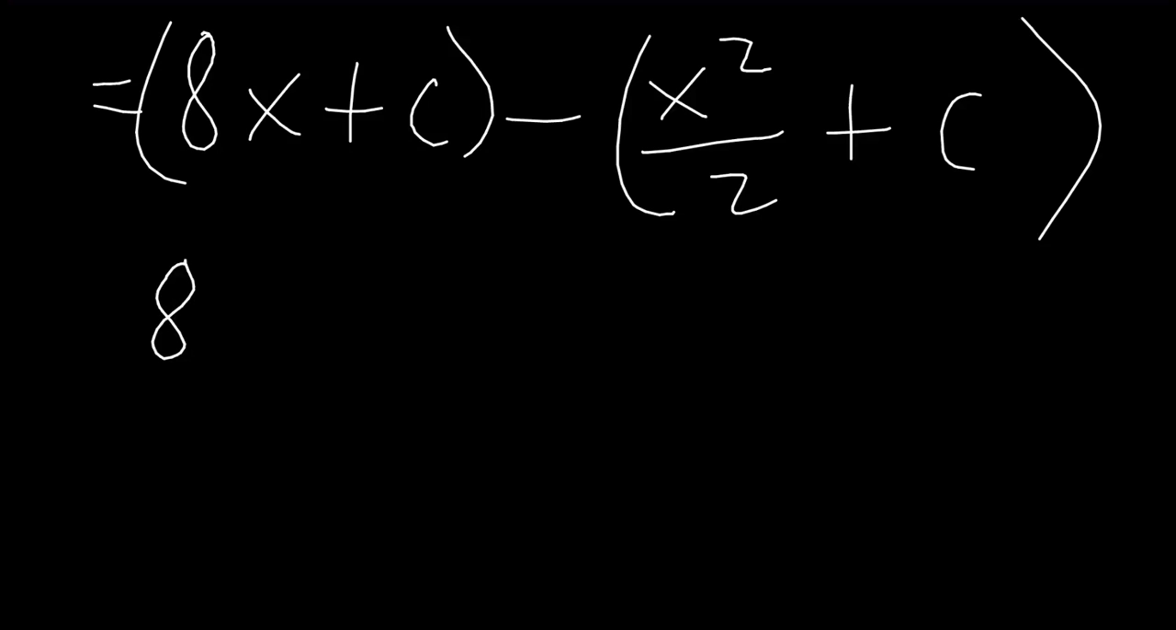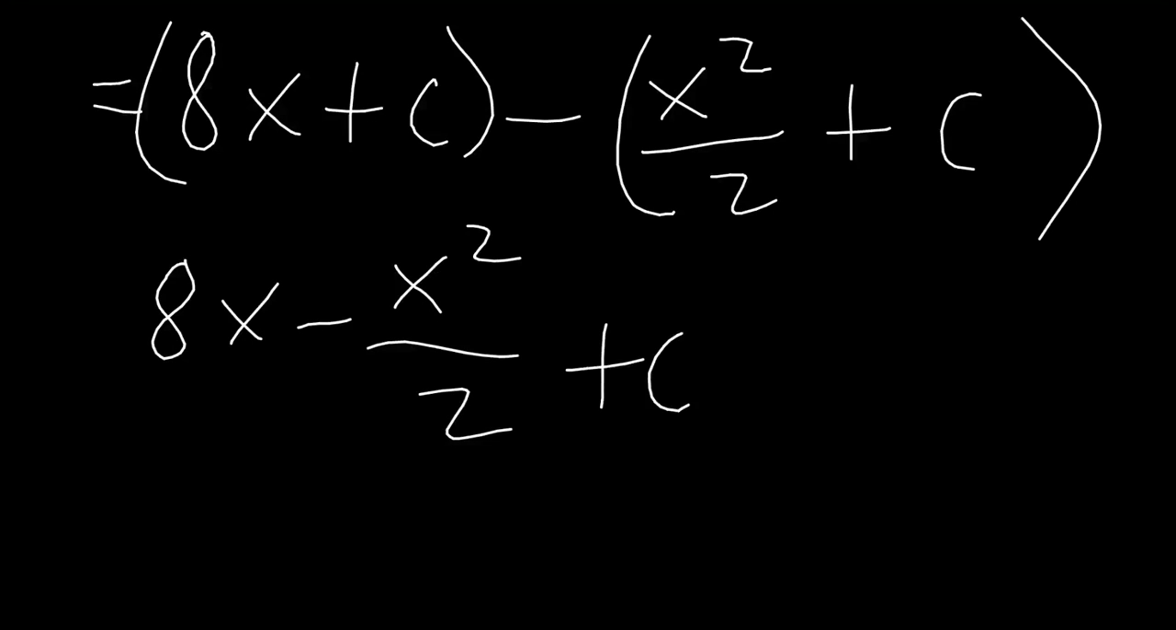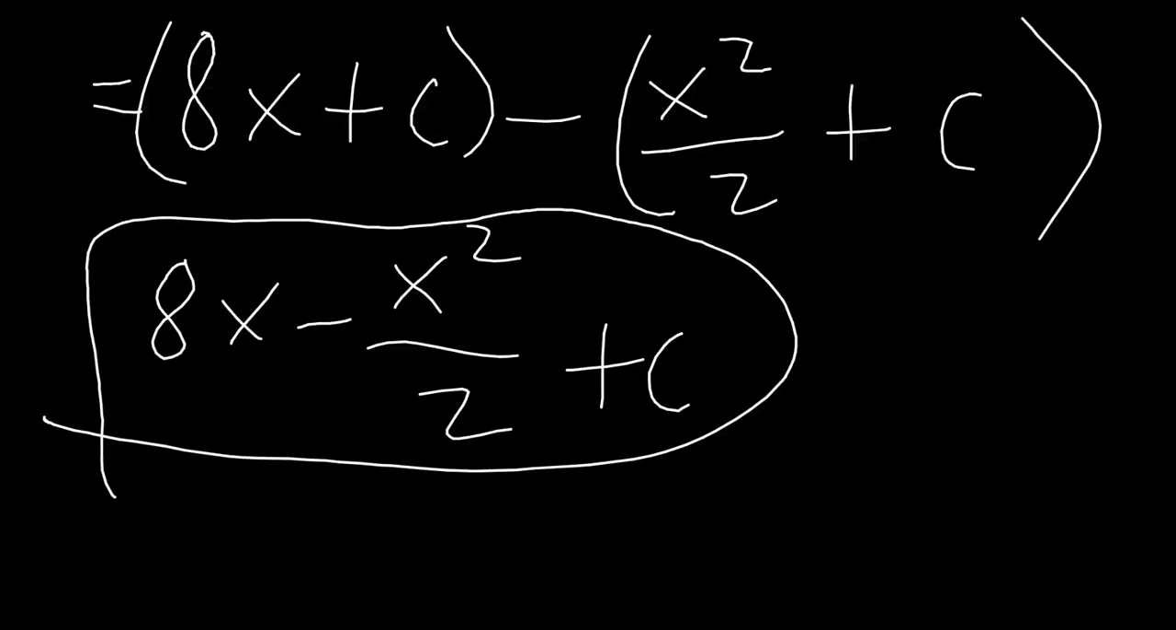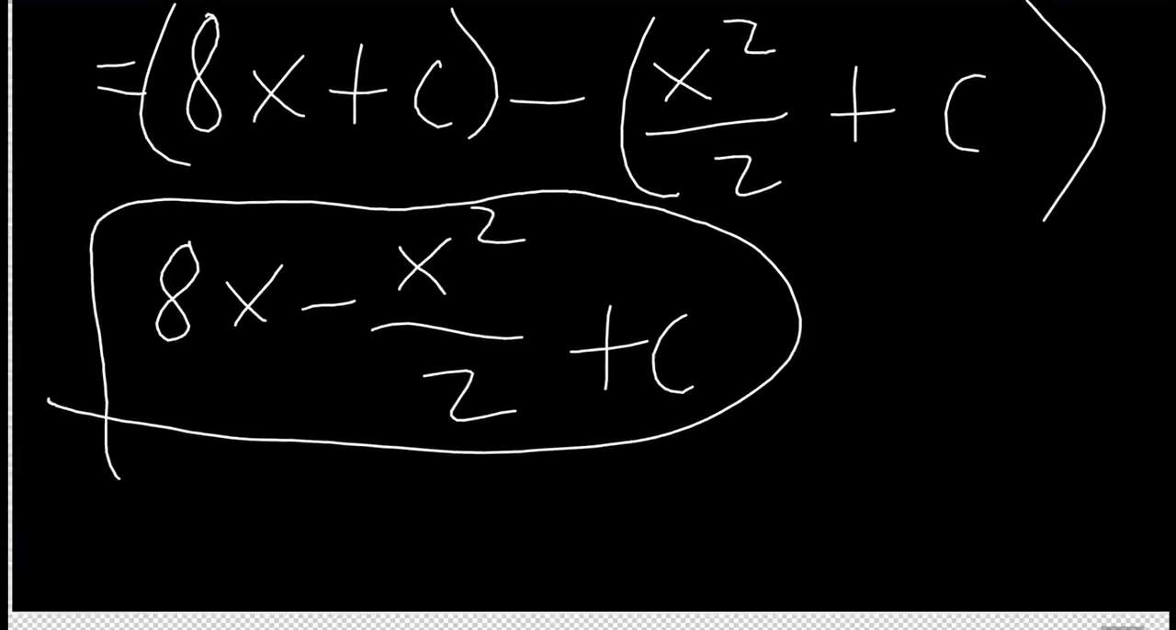So you can just write this as 8x minus x squared over 2 plus c. That's the answer. So just always write the plus c no matter what.